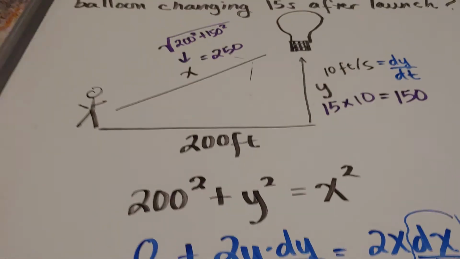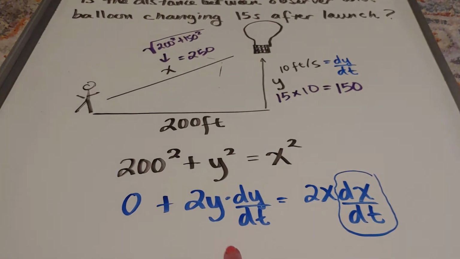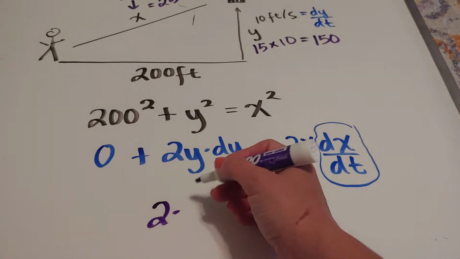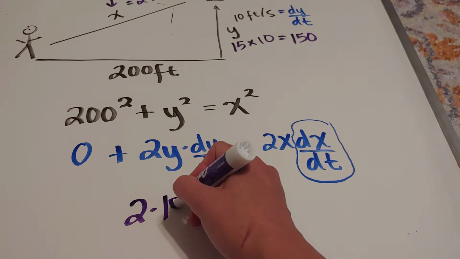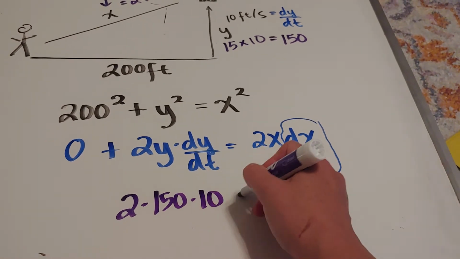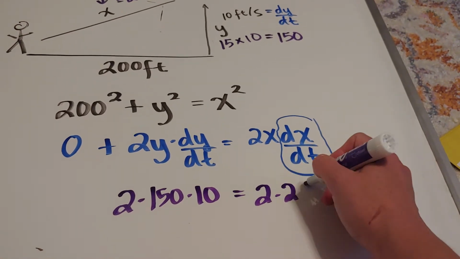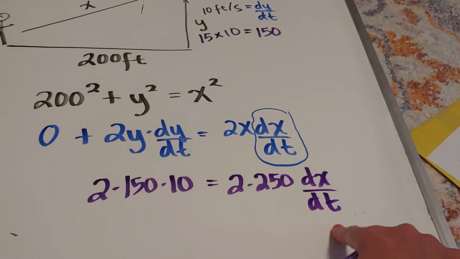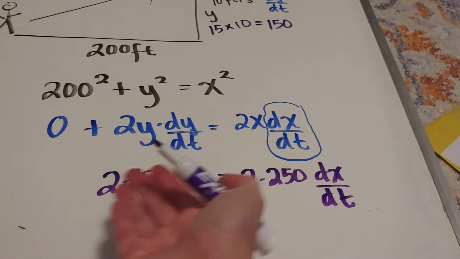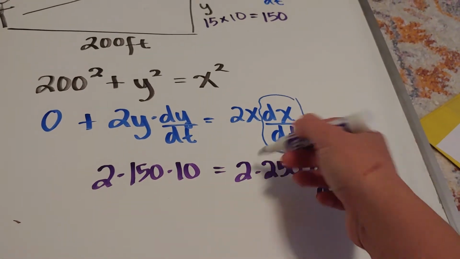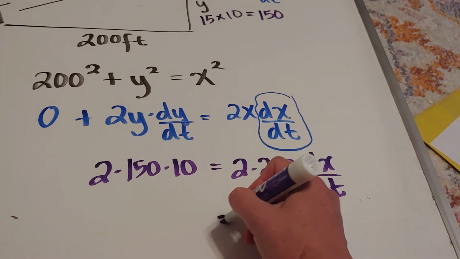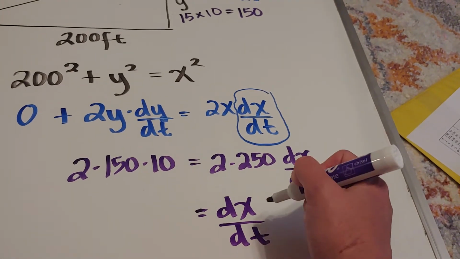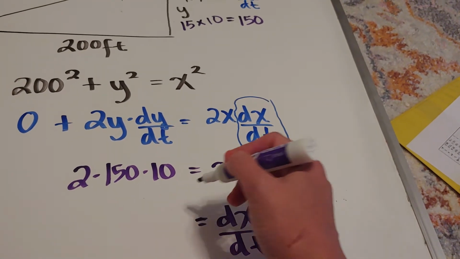Now we're going to plug in all those numbers down here. So I'm going to get 2 times 150 times 10, equals 2 times 250, times dx/dt, which is the rate I'm solving for. If I divide by 500, this is going to end up equaling 6.